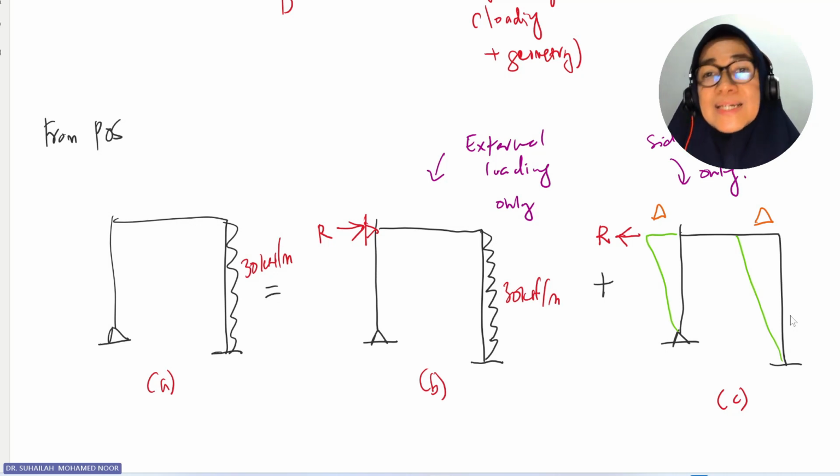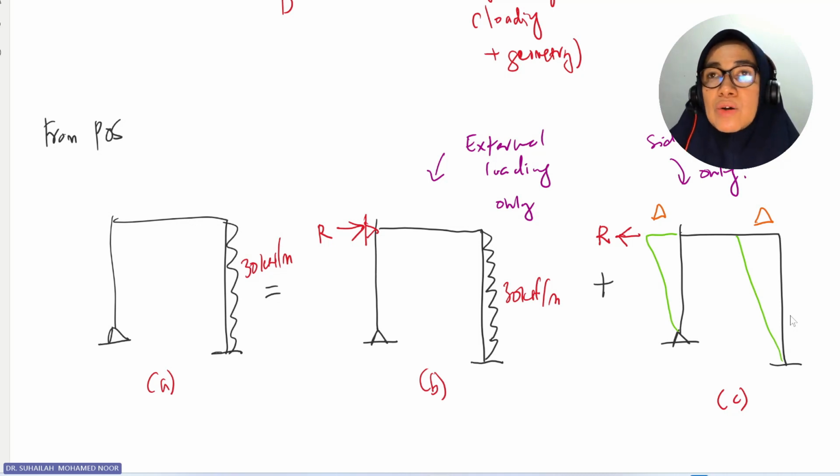So in another frame, we have the same frame, with the same support condition, but in diagram C, we apply R in the opposite direction, meaning R is in the left direction. So due to R at point B, the frame is a side sway frame, and the delta means the side sway occurs at point B and point C, and we assume that the delta for point B and point C are the same for both. Okay, so that is the principle of superposition.